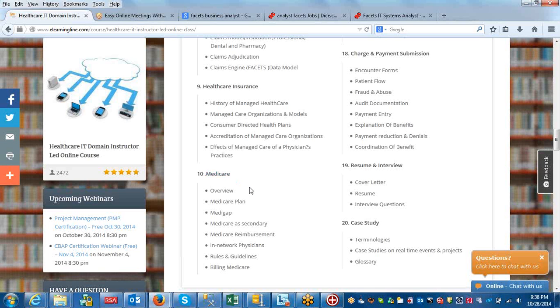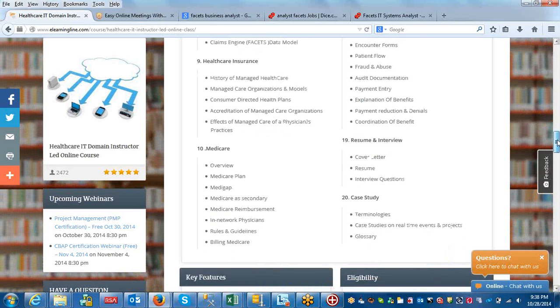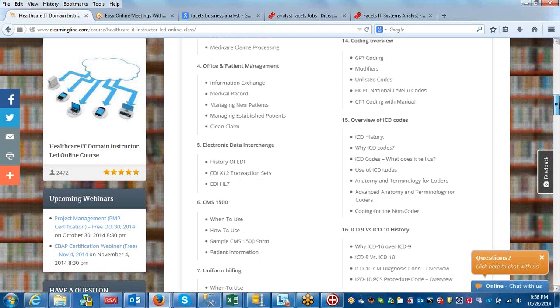Then this is the Medicare side of it. If you just look for the Medicare jobs only, and you are looking for Medicare Part A, B, C, and D, you will see there are plenty of jobs available in the market which you can target very easily as a business analyst or as a quality assurance analyst.